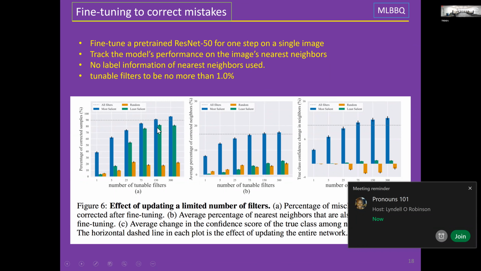I think it is not based on the nearest neighbors. It is based on all of the misclassified samples. And for panels B and C, they are evaluating based on the nearest neighbors.